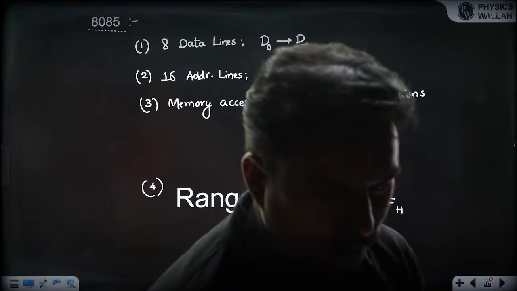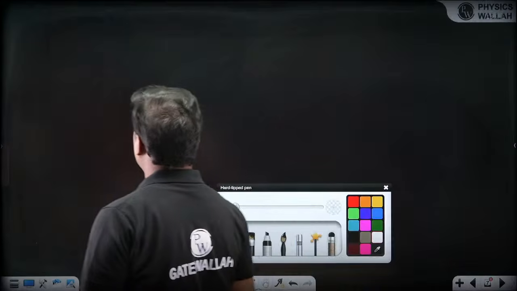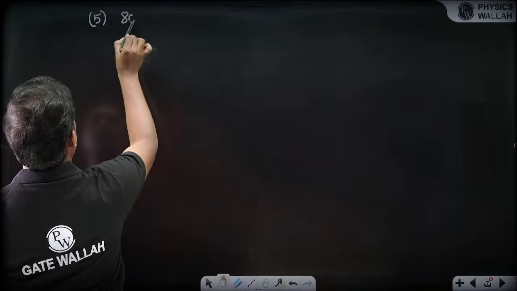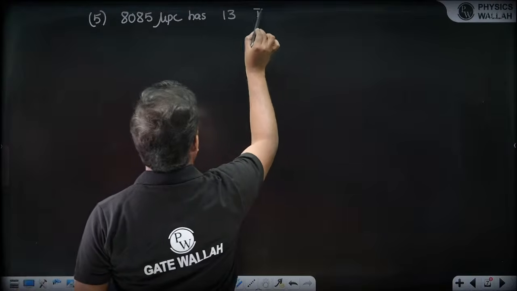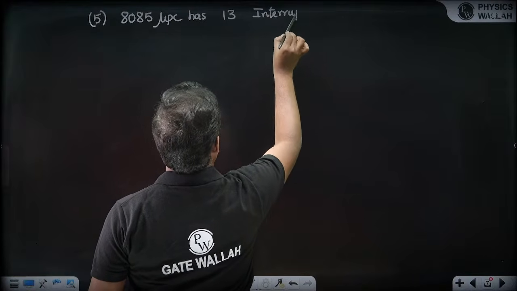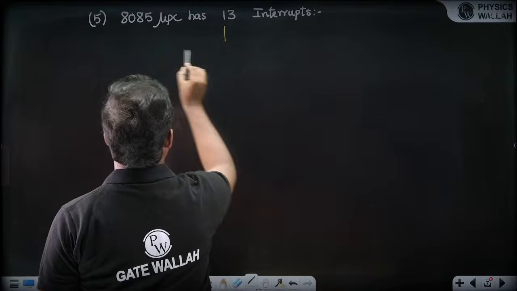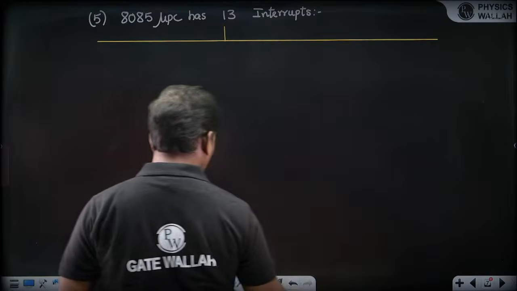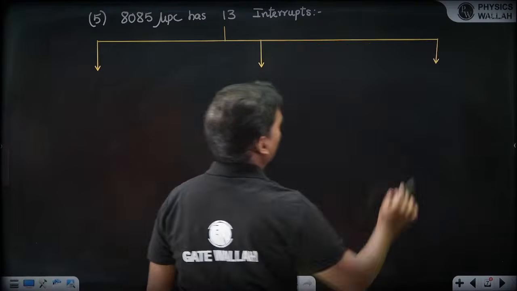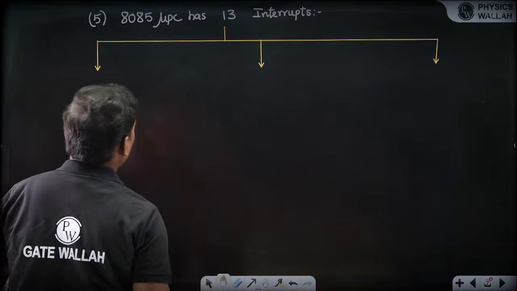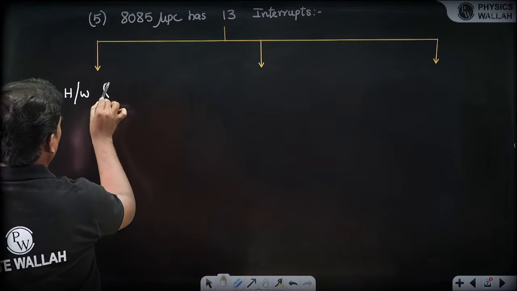Next, coming to the 8085 interrupts. The 8085 microprocessor has 13 interrupts. These 13 interrupts are classified as maskable, they're classified as hardware and software.